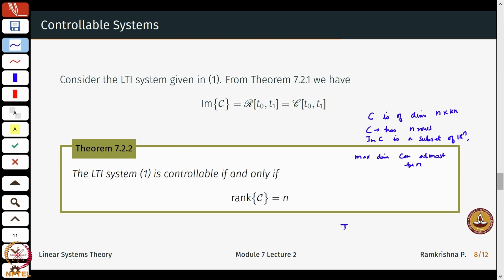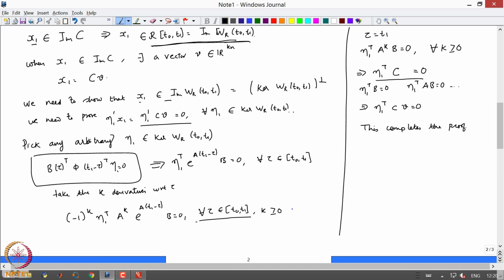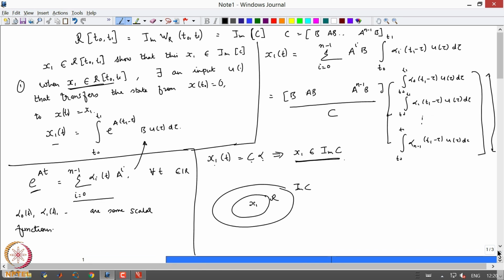Okay. And now, for controllability, what we know is that image of C should be equal to Rn, and therefore, we write this statement that the system is controllable if and only if the rank of the controllability matrix is n. Okay, can I look at it in a slightly different way?